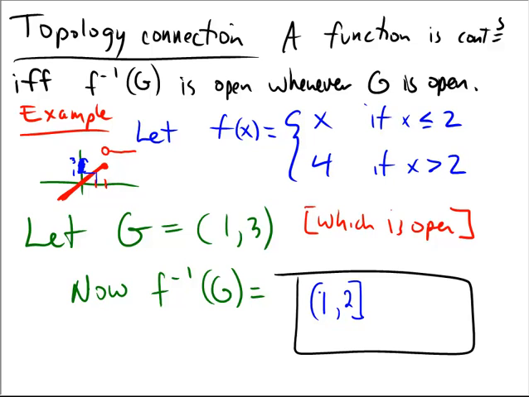Because 2 is sent to 2, which is inside of the interval from 1 to 3, but then nothing beyond 2 is sent to between 1 and 3, because once you go beyond 2 over to here, for example, those functional values get warped up to 4. They jumped up to 4. So the inverse image of this open set is equal to this non-open set, and therefore this function is not continuous. And we didn't need to talk about any kind of measurement or metric.